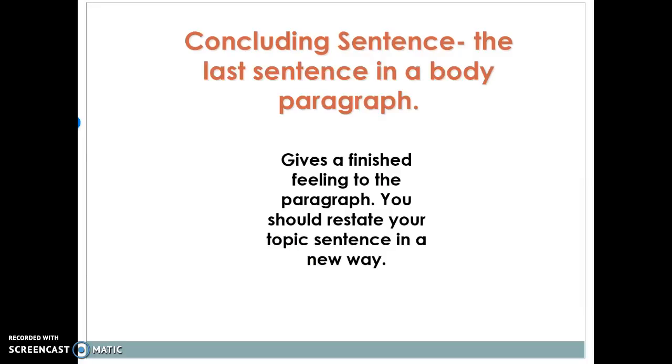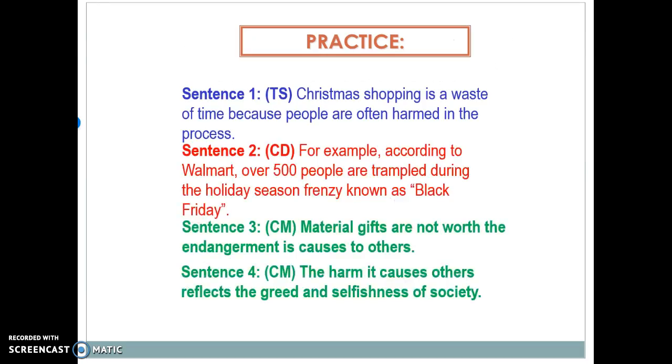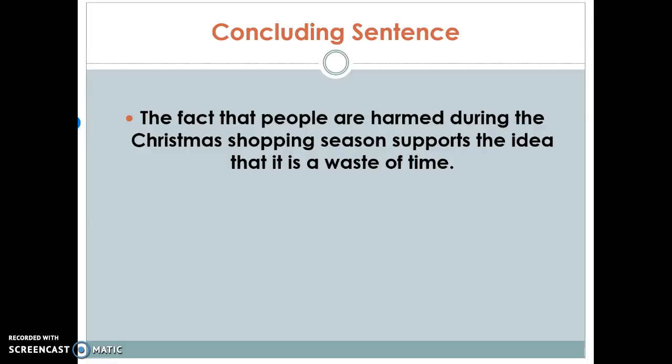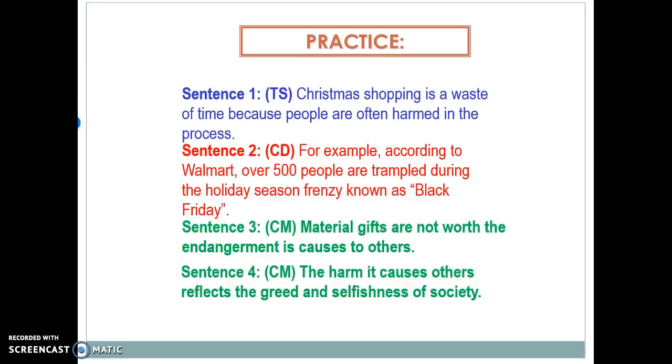Okay, the last sentence in a body paragraph is the concluding sentence. This gives a finished feeling to the paragraph and should restate the topic sentence in a new way. So going back to that previous example that we discussed, what kind of concluding sentence would work best for this paragraph? Try to write your own, pause, and then come back. In case you're wondering, I came up with my own concluding sentence, and I would probably say something like, the fact that people are harmed during the Christmas shopping season supports the idea that it is a waste of time. That goes directly with the topic sentence without restating it word for word.